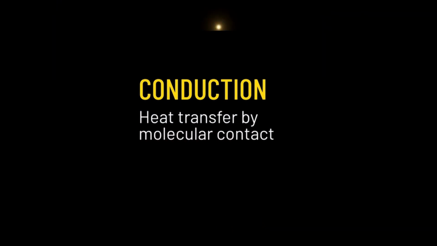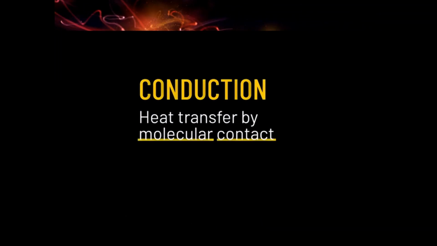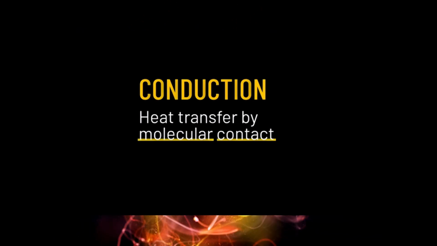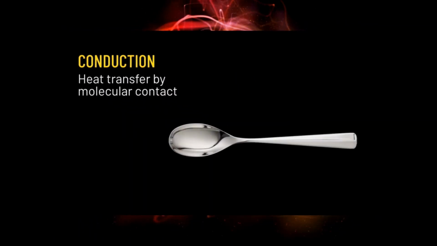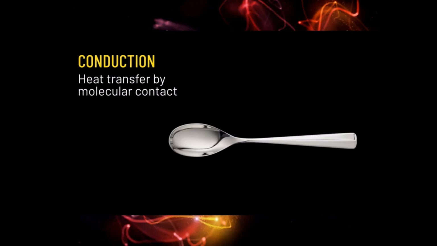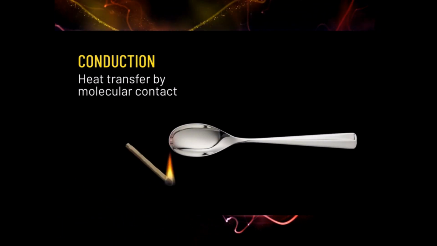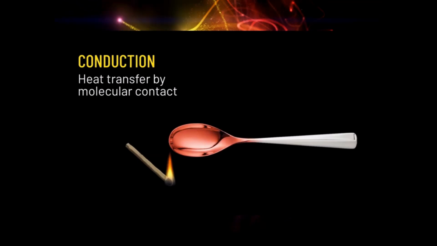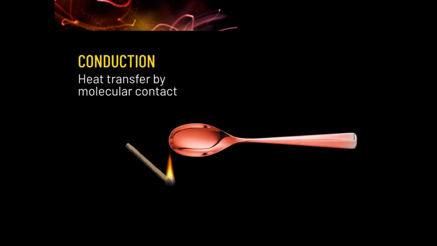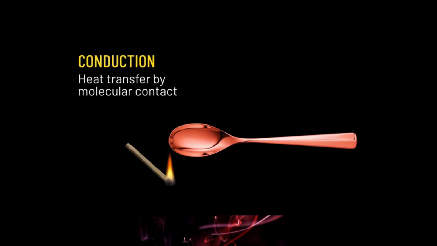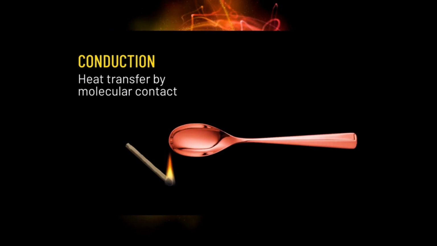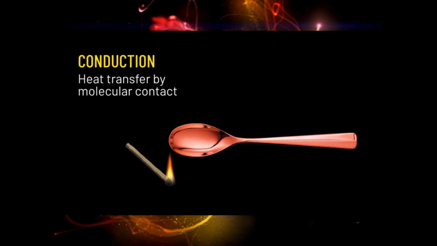This is heat transfer as a result of molecular contact. The best way to understand conduction is by thinking about an example. So here I have a metallic spoon, and I imagine holding a match underneath it. Now what we know is that that spoon is going to heat up, and not just the part of the spoon that's over the match, but the spoon as a whole. And the reason this happens is because of conduction.